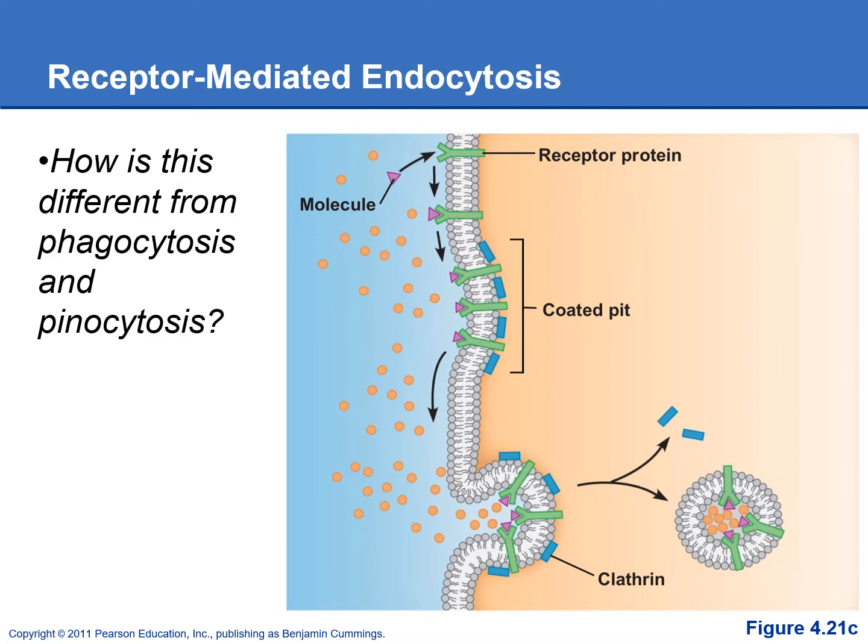So these receptors will just bind to the LDL, the bad cholesterol, and when it binds, that will stimulate some proteins on the inside of the membrane to start folding, and that will bring the membrane in and pinch off. And that's how you bring in the LDL, those low-density lipoproteins, into your body cells. So this one's very different because it's very specific what is brought into the cells, whereas phagocytosis and pinocytosis are not specific.